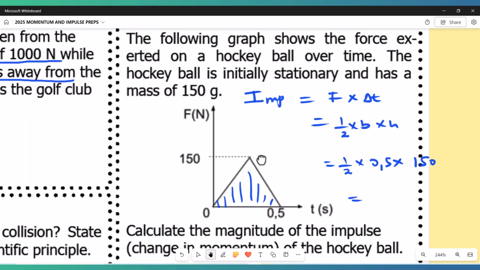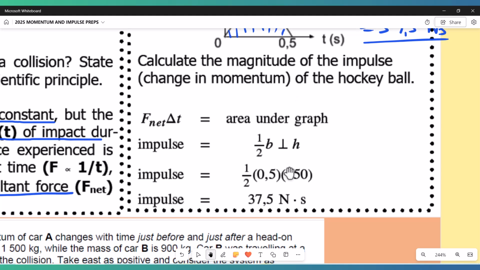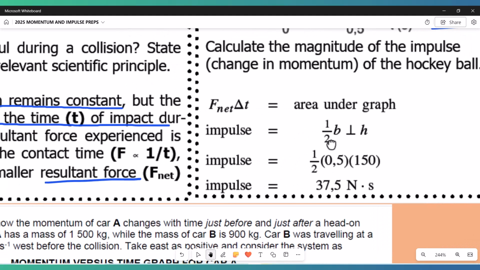37.5 newton seconds. That's our impulse. So that's what we do here. I hope we are together, guys.